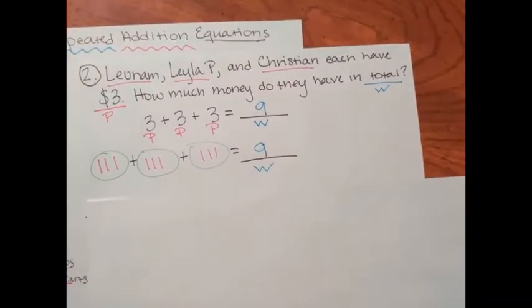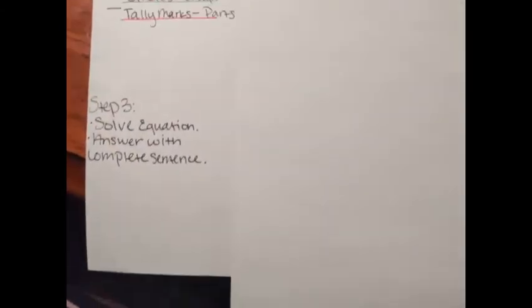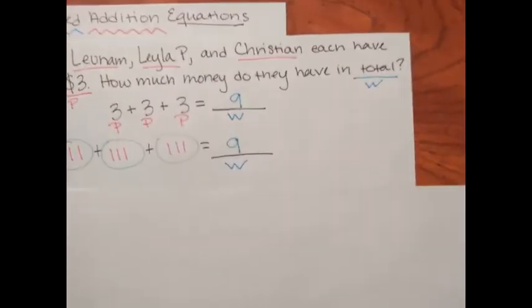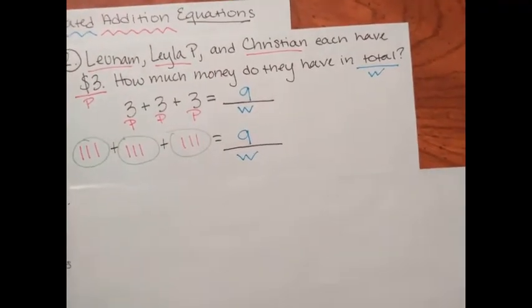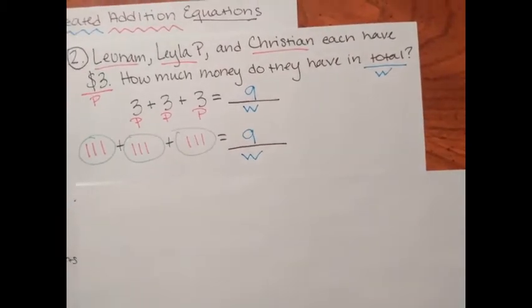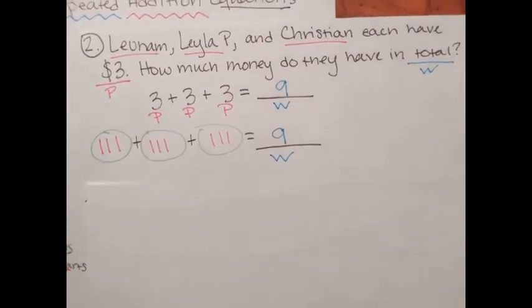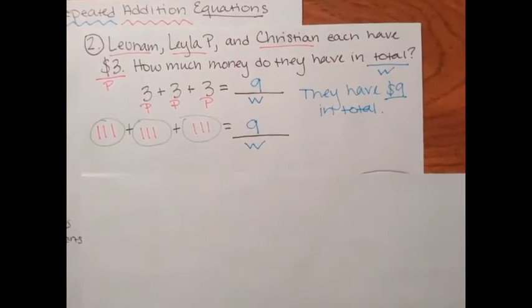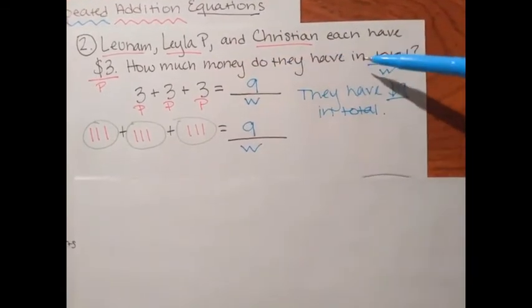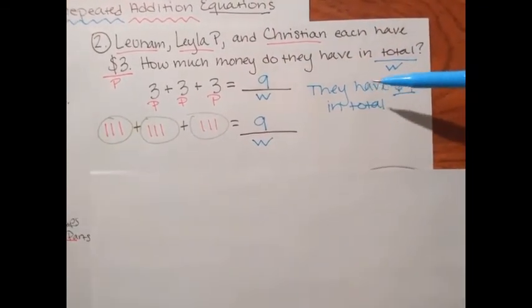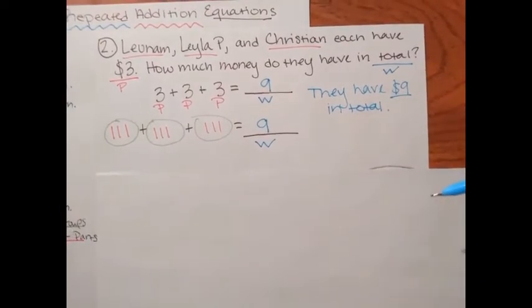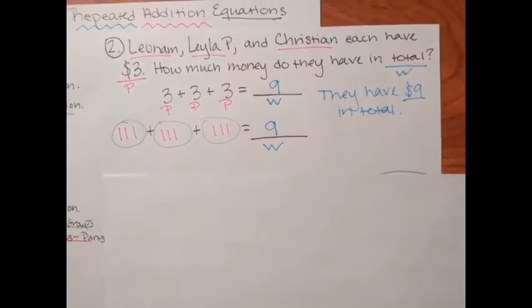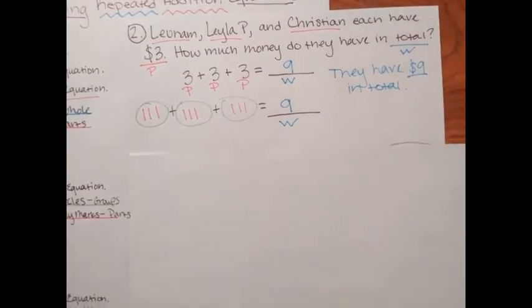So now we are ready to completely finish step 3, answer the question with a complete sentence. How much money do they have in total? Pause the video here. When we return, we will discuss what our answer is. So our complete answer for how much money do they have in total, we'd write they have $9 in total. And great effort there, guys. Excellent work. Now we are ready to move on to number 3.